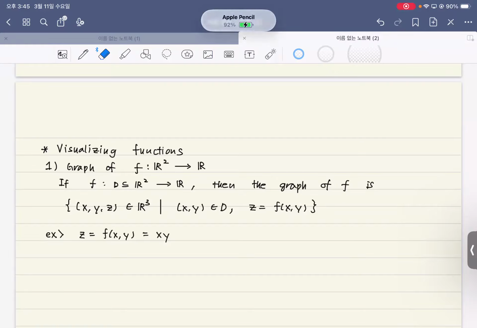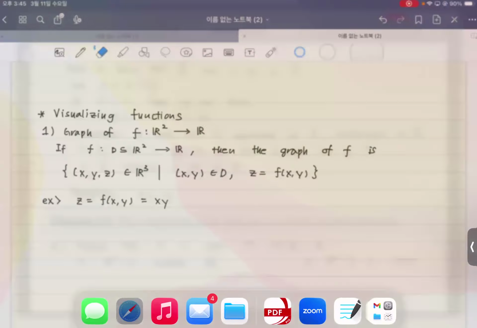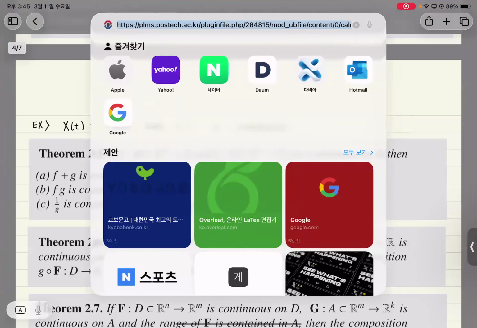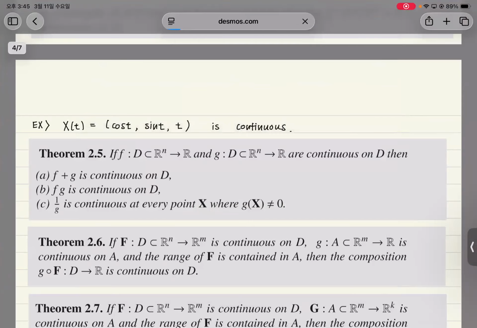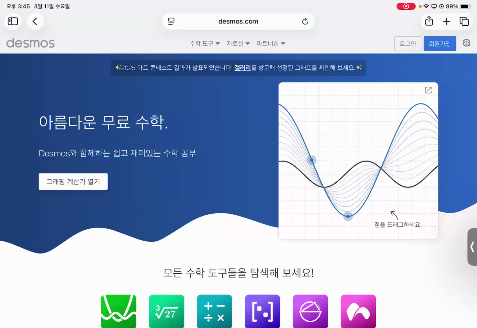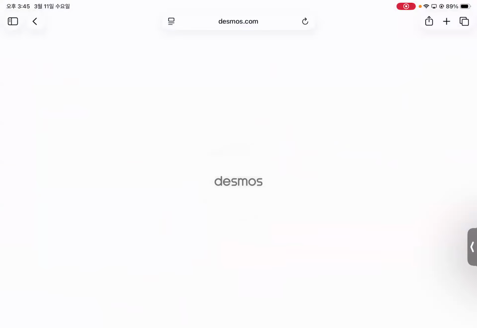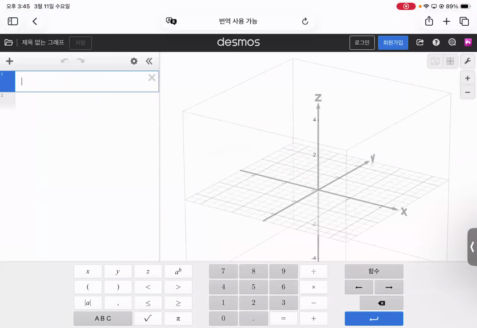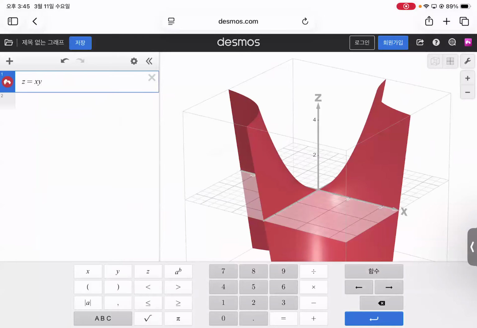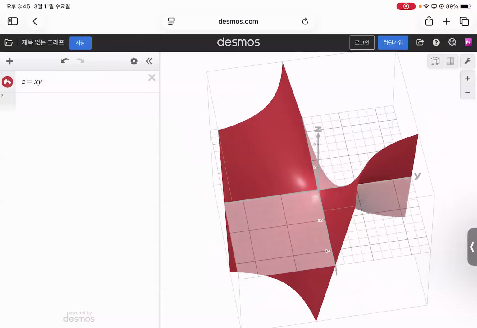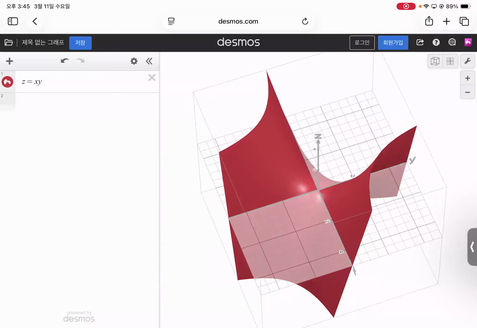So basically, okay. Yeah, I can use the graphing calculator. z equals xy. Yeah, so I have such a very nice and beautiful picture. It looks like a saddle.